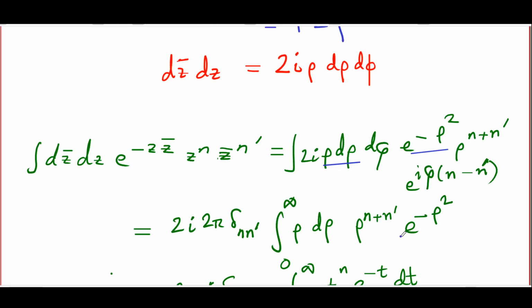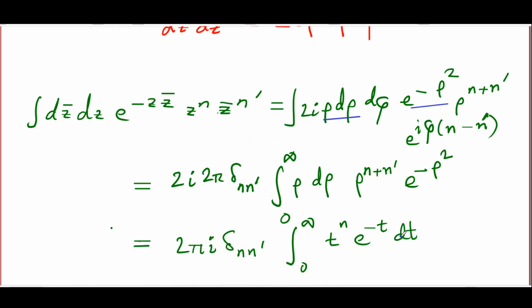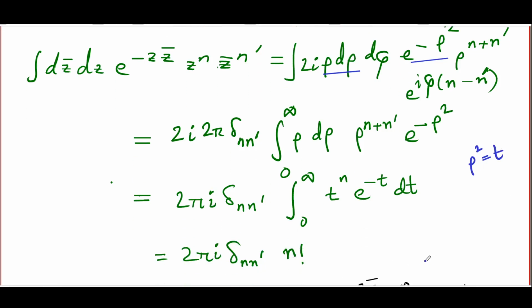And because the delta function forces n prime to be equal to n, you can actually replace n prime by n in the integral as well, and then just use the substitution rho squared equals t to reduce this to this very familiar integral, which happens to be equal to n factorial. Note that it is the presence of this e to the minus z z bar factor which actually allows you to get a familiar value for this integral.